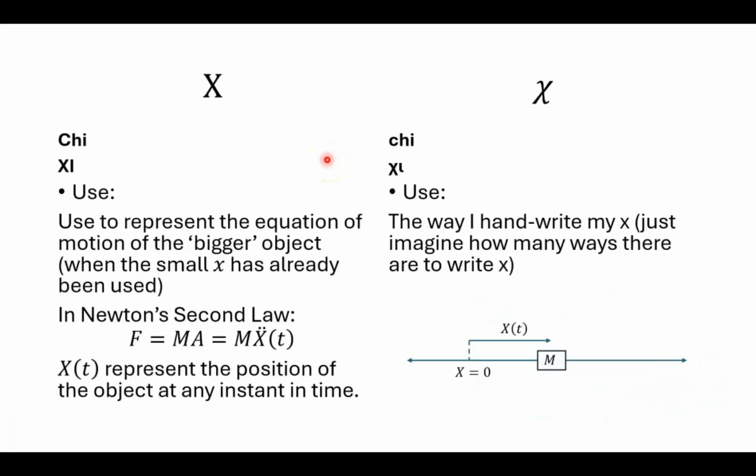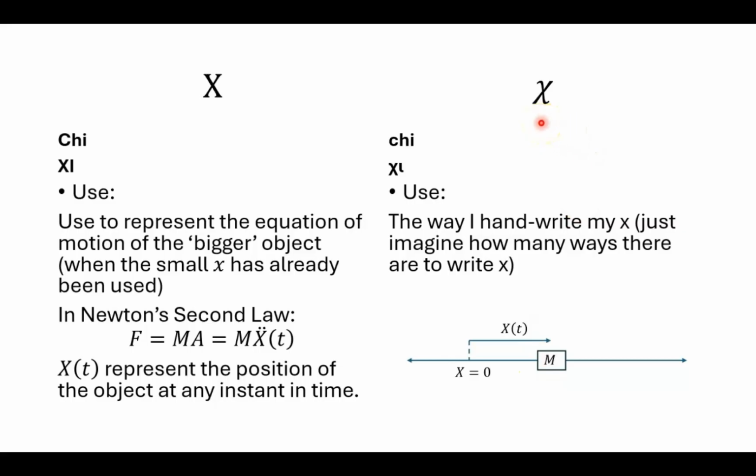And the next one is chi, similar to English's x. The uppercase one is used to represent the equation of motion of the big object when the small x has already been used. So in Newton's second law for large mass, F equals ma, and the acceleration can be written as x double dot, which means the second derivative of the position with respect to time. So X(t) will represent the position of the object at any instance in time. And this is for the object moving in one dimension.